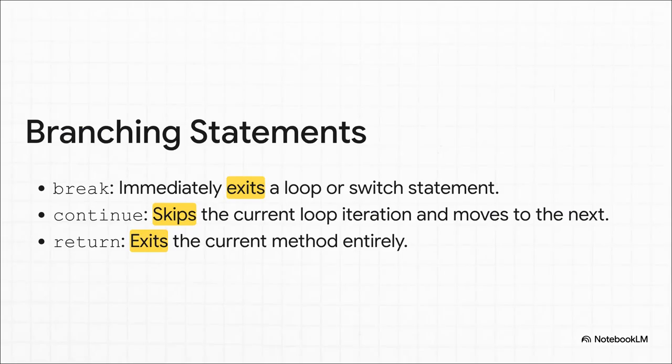And finally, you've got these little commands to manually change the flow. Break is your emergency exit. It yanks you out of a loop right then and there. Continue is kind of like hitting the skip button on a song. It just ignores the rest of the current loop and jumps straight to the next round. And return, that ends the entire task or method that you're currently working in.